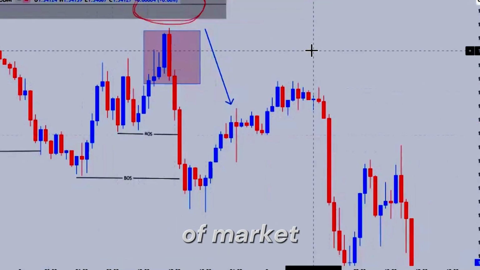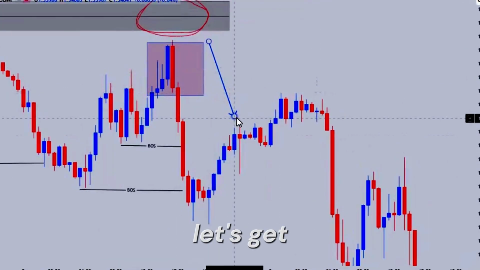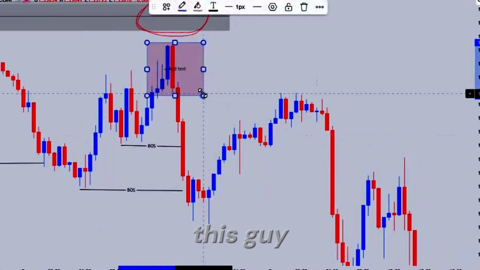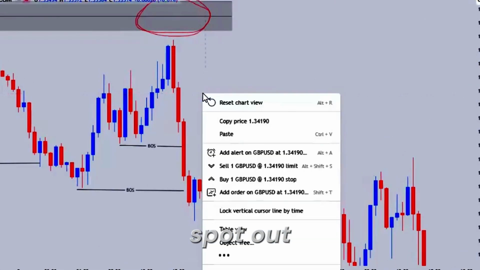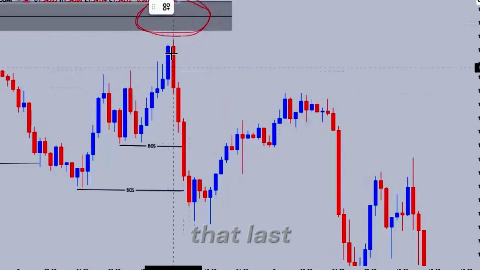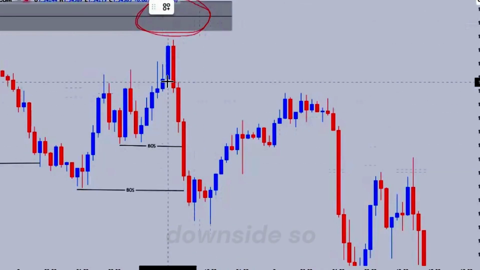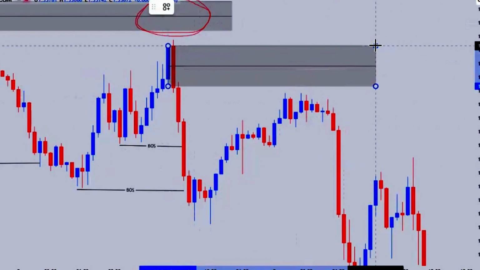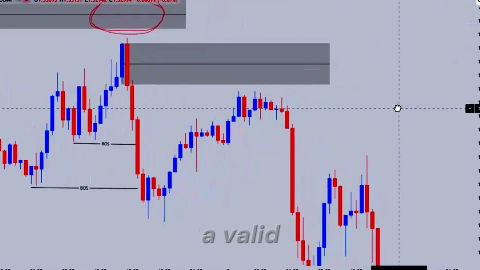Okay, so it is a break of market structure. And now let's get rid of this guy and also this guy so we can spot our order block. Now this bullish candle happens to be the last candle before price starts moving to the downside. So you mark the whole of it. This is what we call a valid order block.